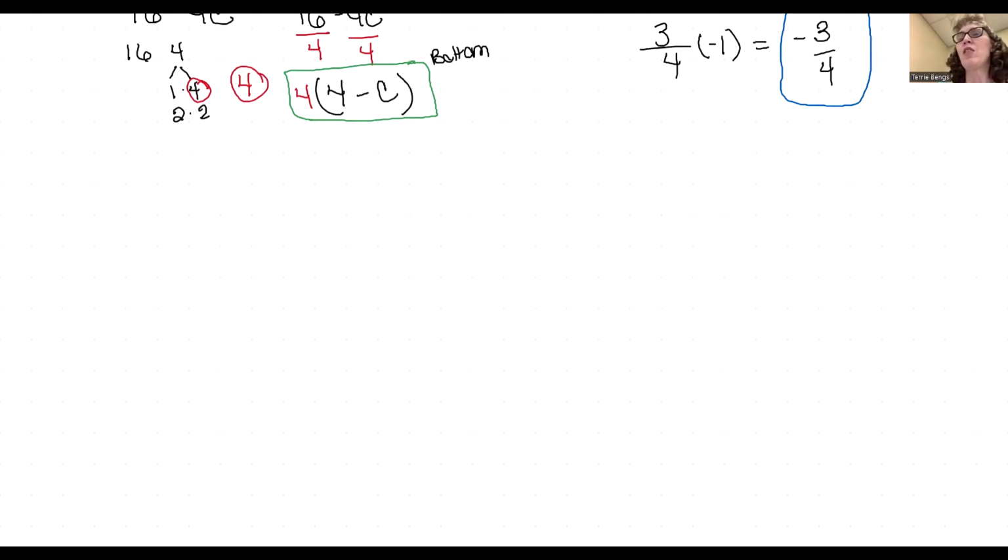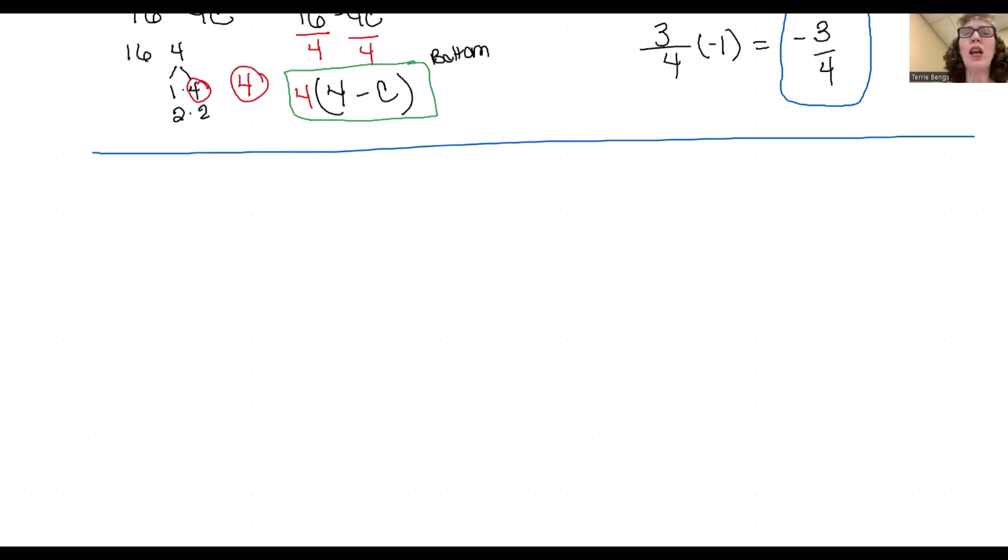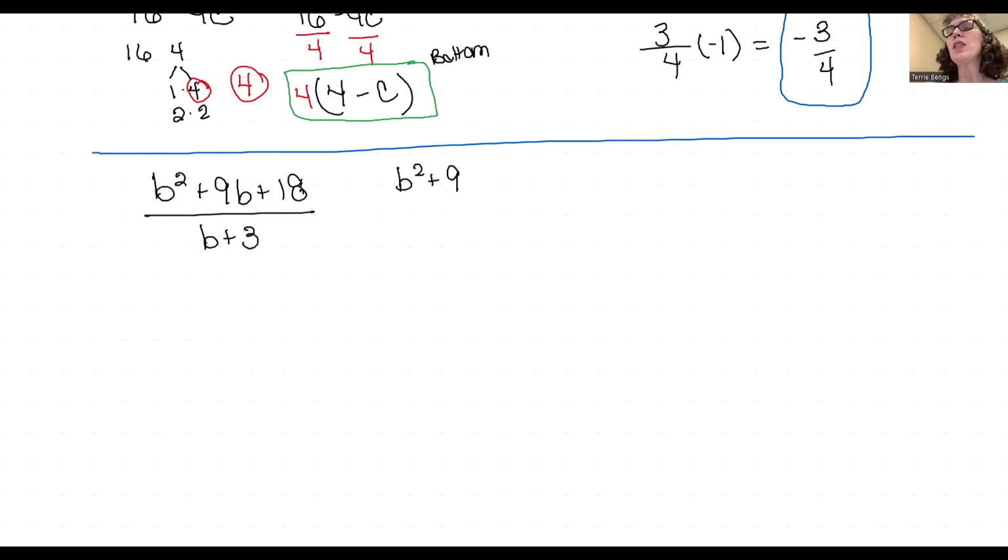So I kind of divide our page a little bit. Okay, so this time let's look at b squared plus 9b plus 18 over b plus 3. All right, so let's look at our numerator first. We have b squared plus 9b plus 18. All right, so we want to see if we can factor that.